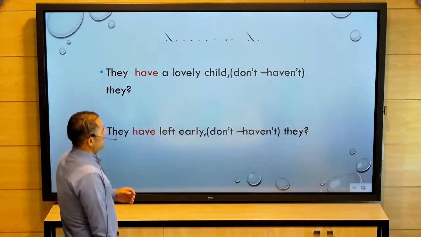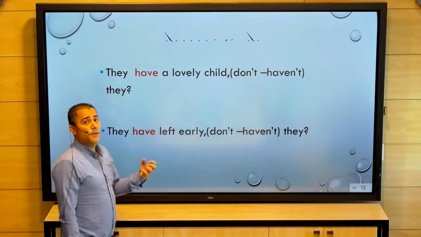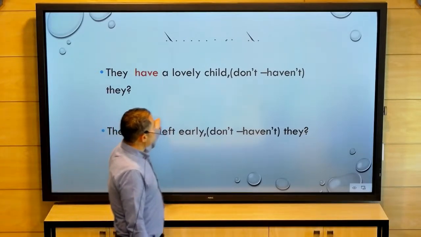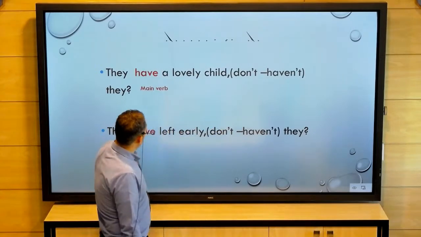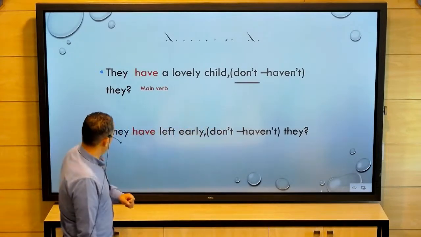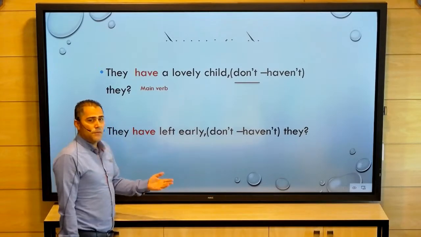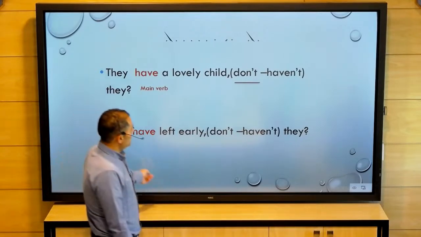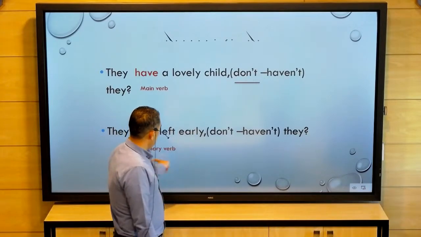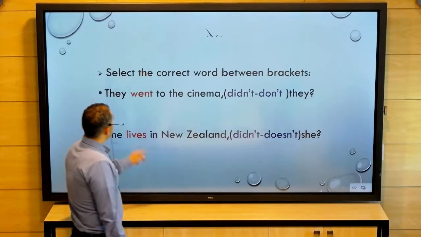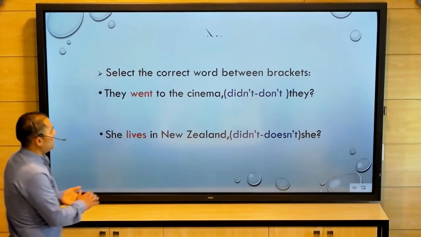Also, they have a lovely child. Here it's a main verb. There's nothing else. So don't they? It's a main verb. We will go with the don't idea. Here, they have left early. Have here is an auxiliary verb. It's a present perfect tense. It's haven't they.